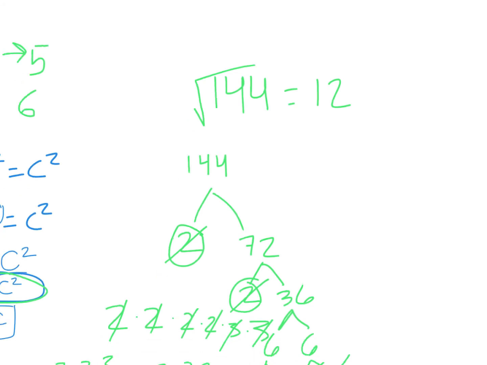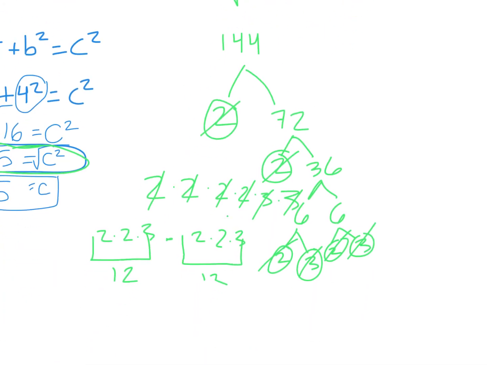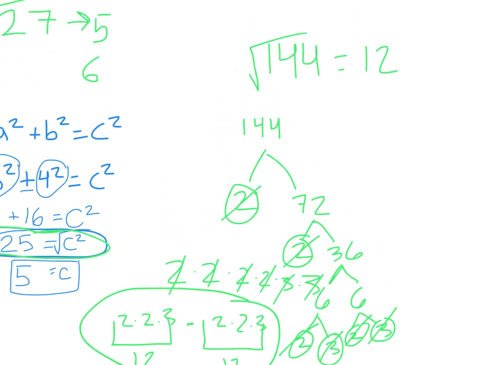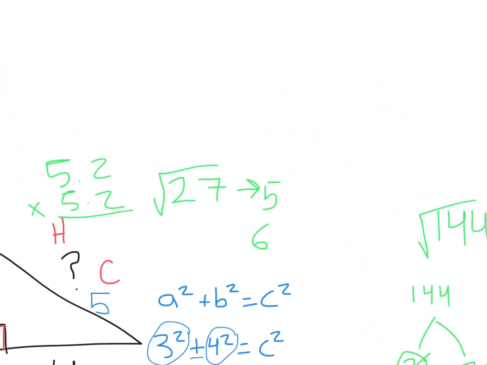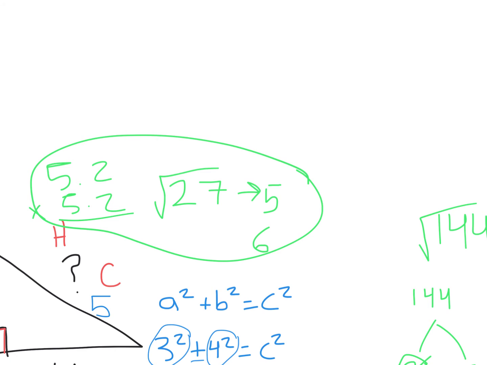Or if you were to do this and get to the end here, and you couldn't fit the prime factors in two even piles, it either means that you did your prime factorization wrong. You could double check that, but it also could mean that that number isn't a perfect square, in which case we would do this method of guess and check if you were doing it by hand. Now, the nice thing is we have calculators, and calculators can do all this tedious work for us.